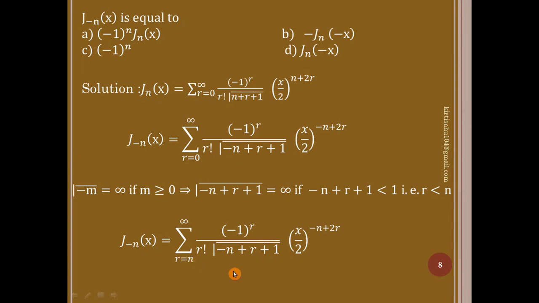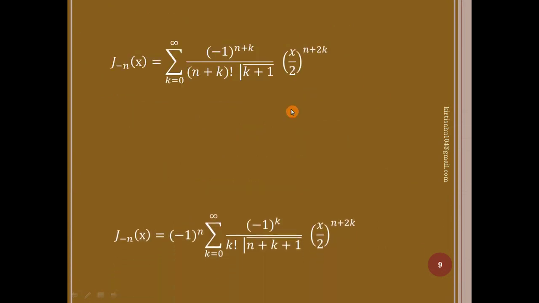Okay, now what do we do? Here I have to obtain the expression for Jn of x. So what we will do is put r equal to n plus k. Substitute the value of r as n plus k. So now what is the lower limit? When r is n, what will be k? Obviously k will be 0. And when r tends to infinity, k will tend to infinity.